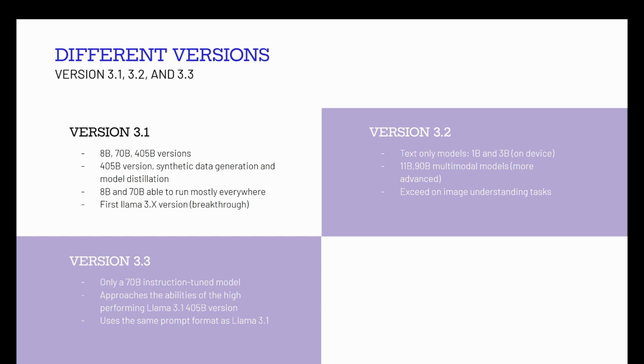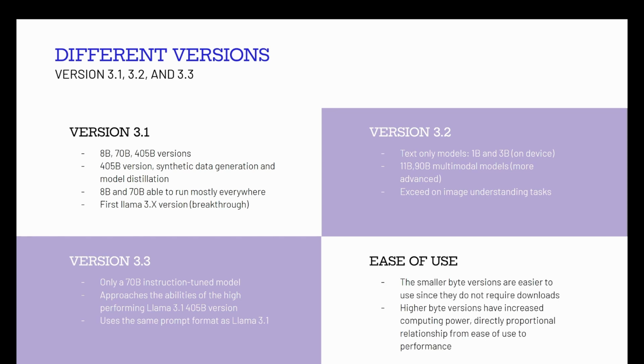It's only one 70-byte instruction-tuned model, so it uses the same prompt format as Llama 3.1, but it approaches or almost approaches the abilities of the high-performing 405-byte version that I had mentioned before. So this is a lower byte version, but it is able to perform the same way as the other one.